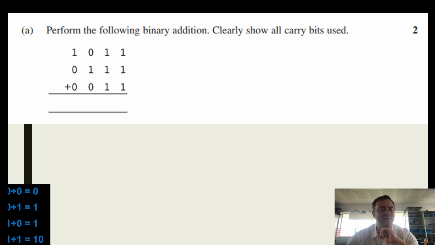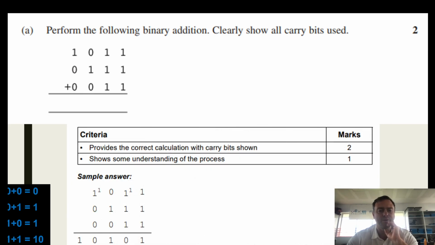Have a pause of the video, see if you can do that one. Cool. So what you should have found is 1 plus 1 plus 1 gave you 11, so 1, carry the 1. 1 plus 1 plus 1 gave you 100, so put a 0, carry the 10. 10 plus 1 gave you 11, so 1, carry the 10, and then 1 plus 10 gave you 10. And that's what it would look like.